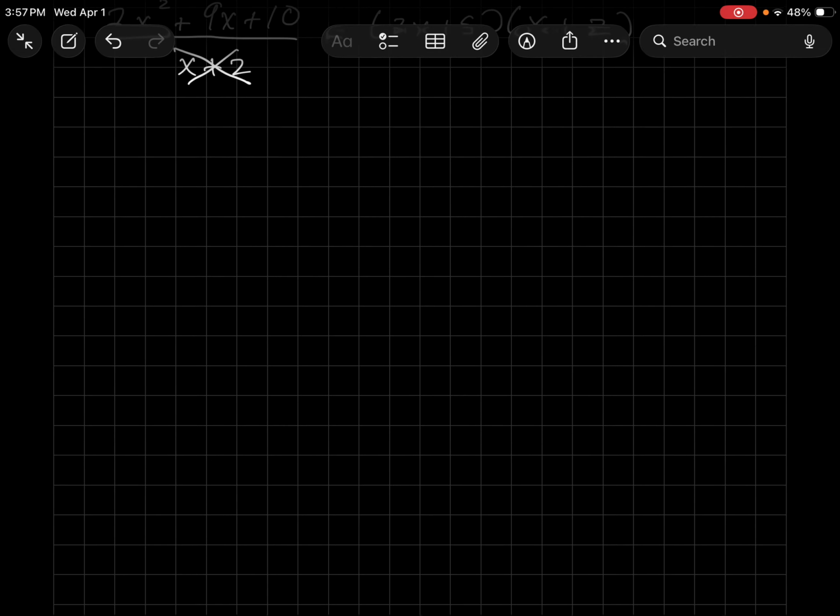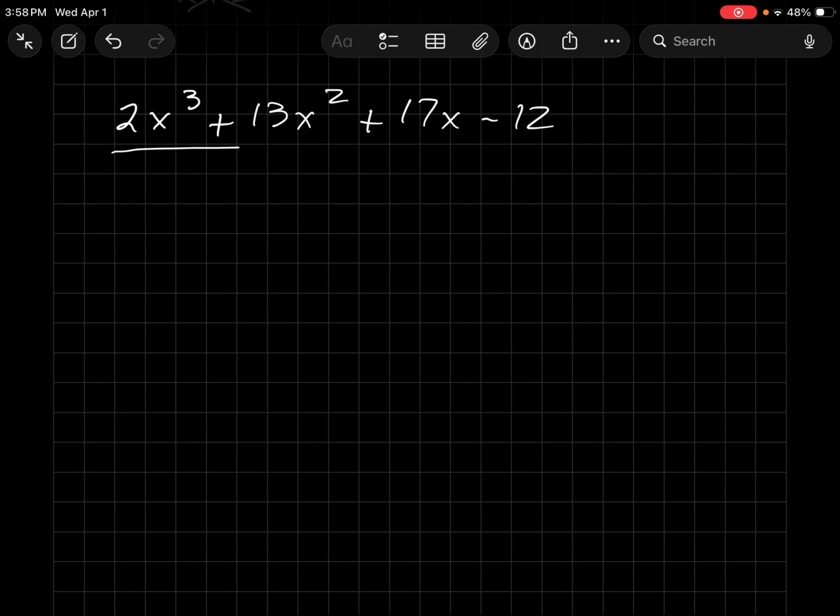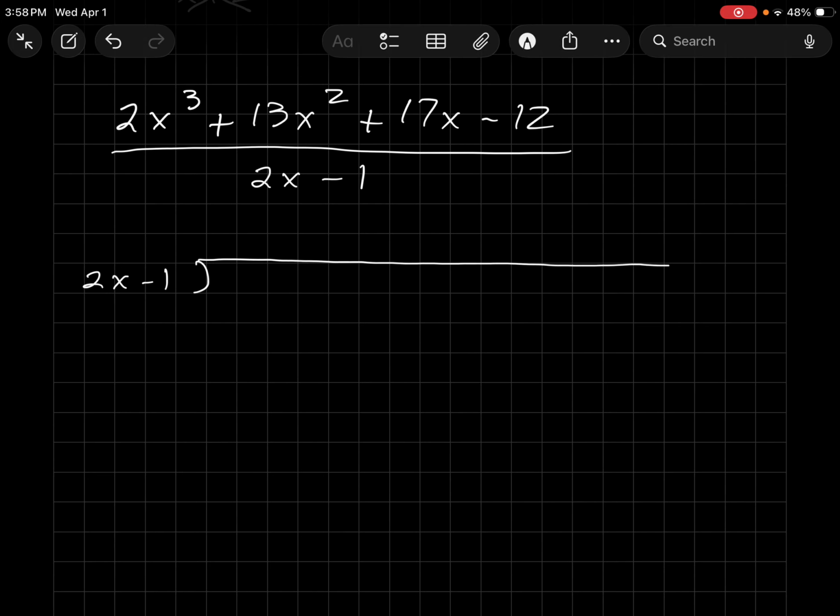Consider the polynomial 2x cubed plus 13x squared plus 17x minus 12. And we want to divide this by, let's say, 2x minus 1. I will rewrite my problem so that I can do my polynomial long division. I'll put 2x minus 1 over here, and then inside I'll get 2x cubed plus 13x squared plus 17x minus 12.